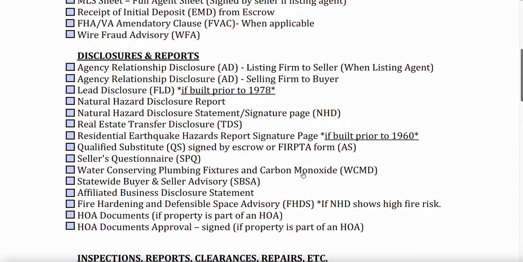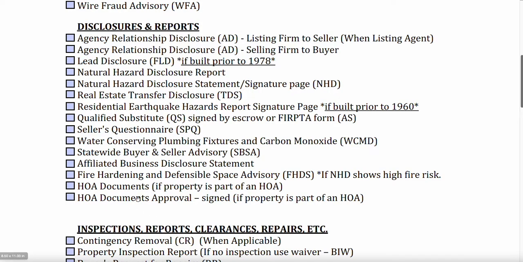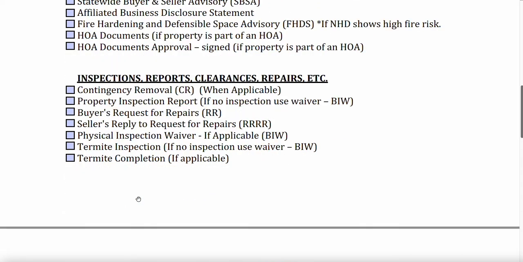Water conserving plumbing fixtures and carbon monoxide, all in the same CAR form WCMD. Statewide buyer and seller advisory, SBSA. If your brokerage has affiliated services, affiliated business disclosure statement. And then we have the fire hardening and defensible space advisory if the NHD shows there's a high fire risk. When in doubt, just include it anyway. If you don't know for sure, look at the form and just fill it out and send it to the buyer. HOA documents, this is only if the property is part of an HOA. Down here, add the contingency removal form to the file if one was used.